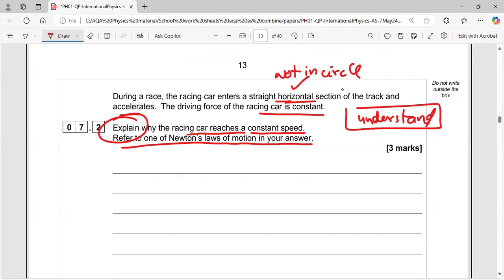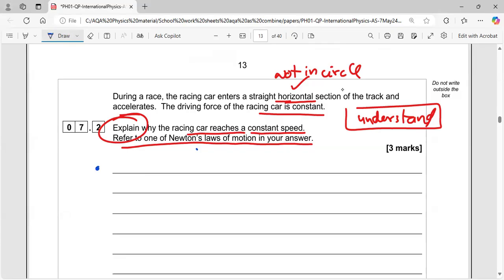And a moment will come when the engine thrust and the air drag become equal. At that time, the car will achieve a constant speed. And you can use Newton's first law, second or third, whatever, but you have to mention one of them. So let's try to write this answer.